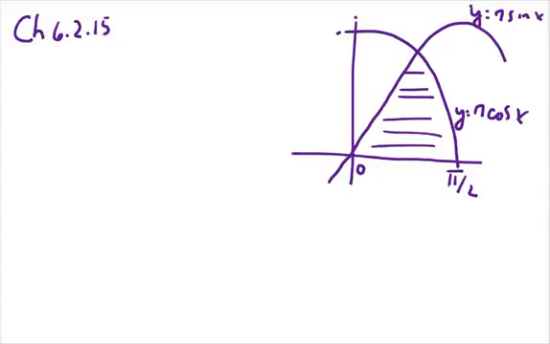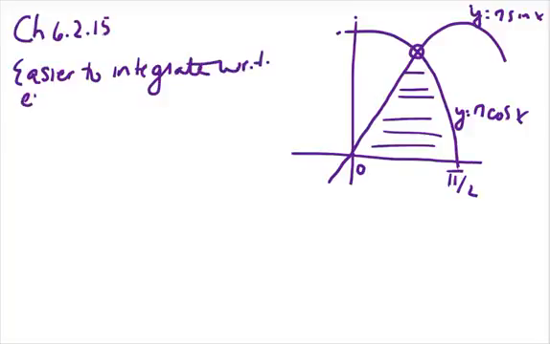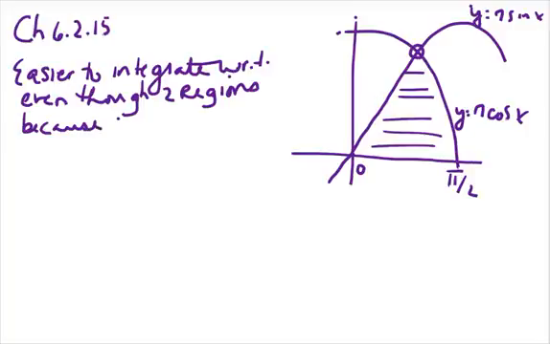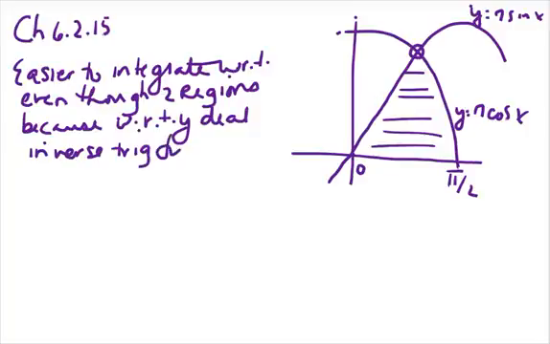Now, even though there's compound regions here, it's still easier to integrate with respect to x, even though there's two regions here, because if you integrate with respect to y, you'd have to deal with inverse trig functions. So we're going to stick with integration with respect to x.